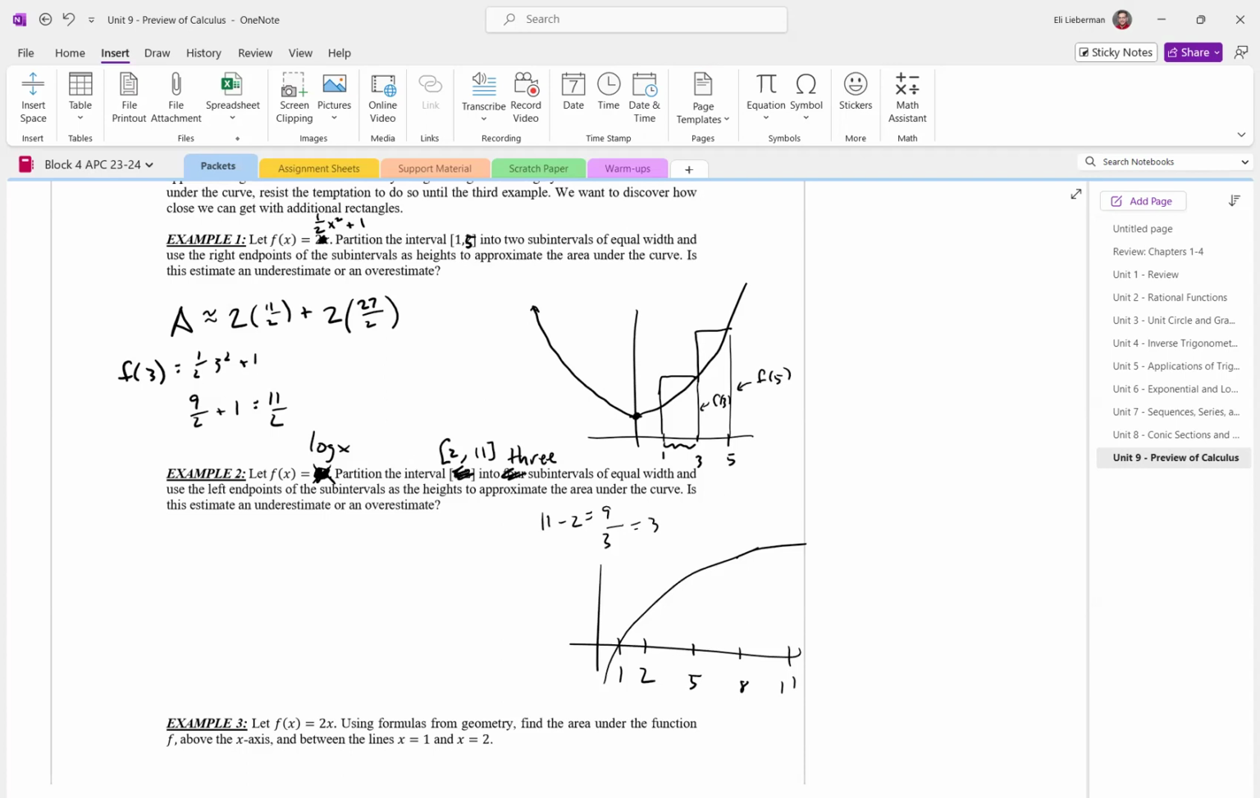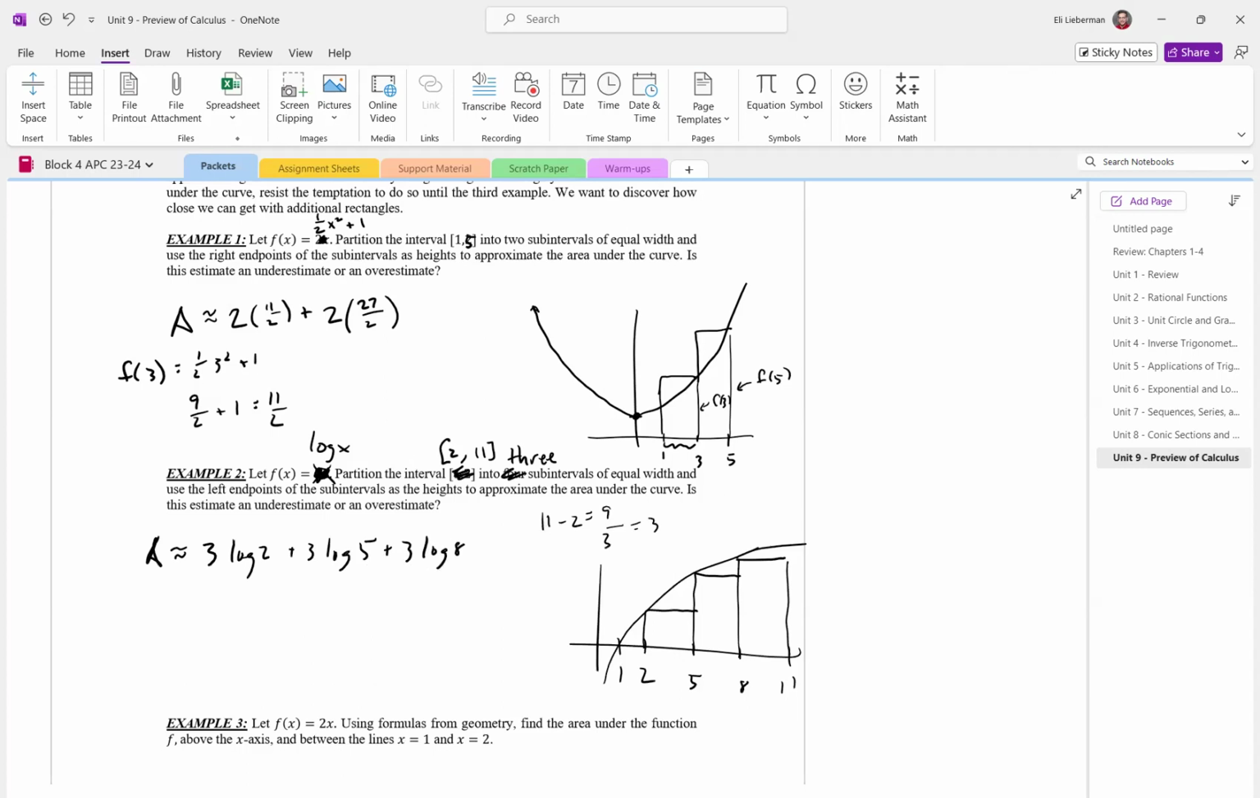And then from there, we're just making rectangles whose heights are defined by the left side. The height of the first one is exactly log of 2, isn't it? The height of the first rectangle, and the second one log of 5, log of 8, and that's the last rectangle. So in my approximation, the area is approximately equal to 3 times log of 2 plus 3 times log of 5 plus 3 times log of 8.